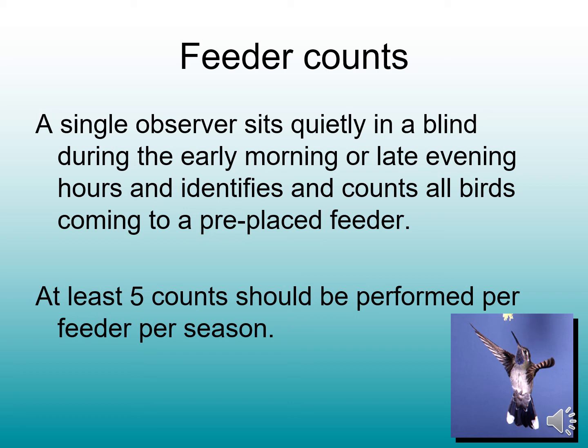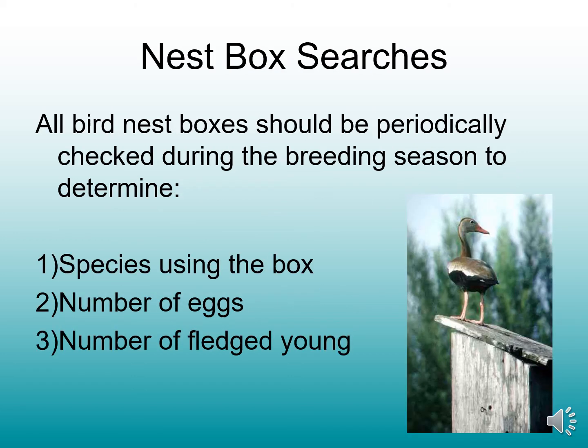Feeder counts are very similar to the stand counts in that you sit at a predetermined location with a feeder within sight, and you count and identify the different species that are using that feeder. At least 5 counts should be performed per feeder per season. Nest box searches, as the name implies, is when you put up supplemental shelter nest boxes, evaluating those annually to see which ones are used and what species are using them. Generally don't recommend counting the eggs or the young by disturbing them, but just seeing which ones are used and which ones aren't, and identifying the species would probably be the best thing to do.